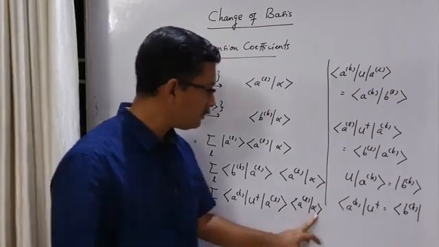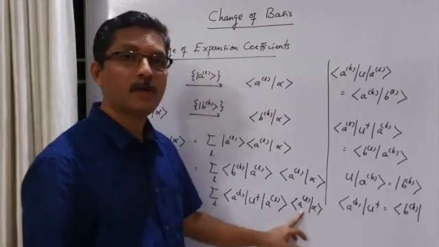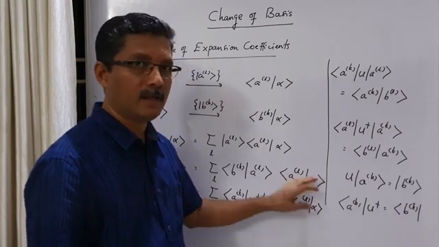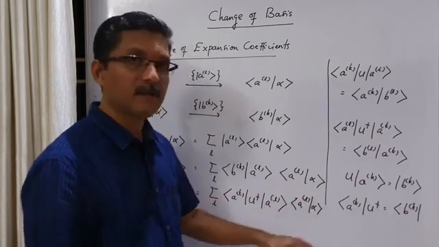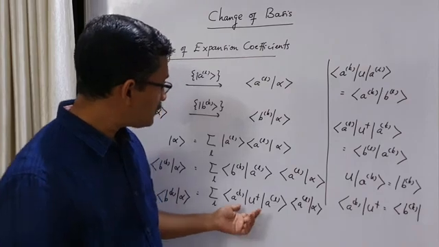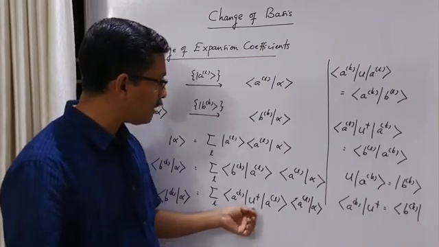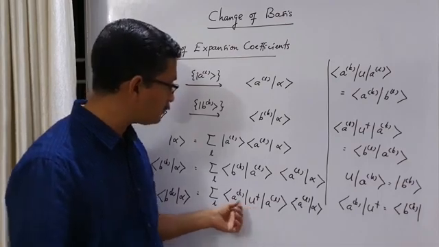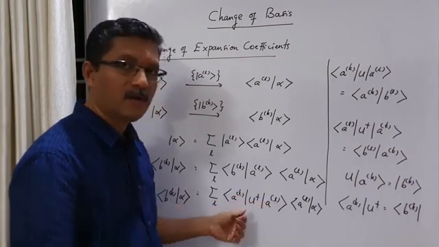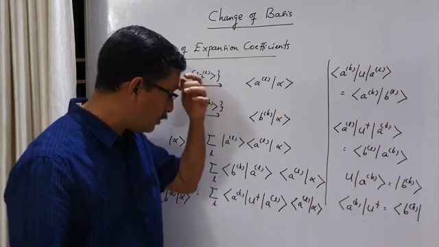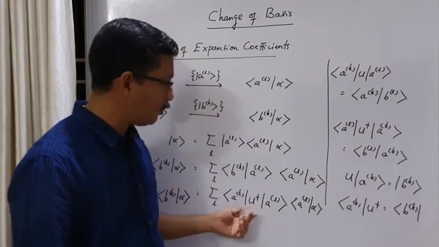Look at here. These are the components of alpha in the old basis A_L. This is also a column vector, an n by 1 vector, an n by 1 matrix. Whereas this is an n by n matrix, and this is the matrix of U dagger. It's a square matrix, an n by n matrix, because both K and L run from 1 to n if it's an n-dimensional space. So this is the matrix of U dagger in the old basis.